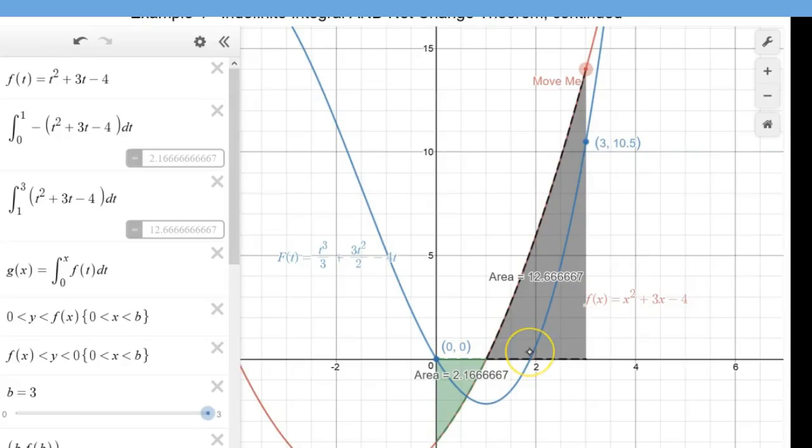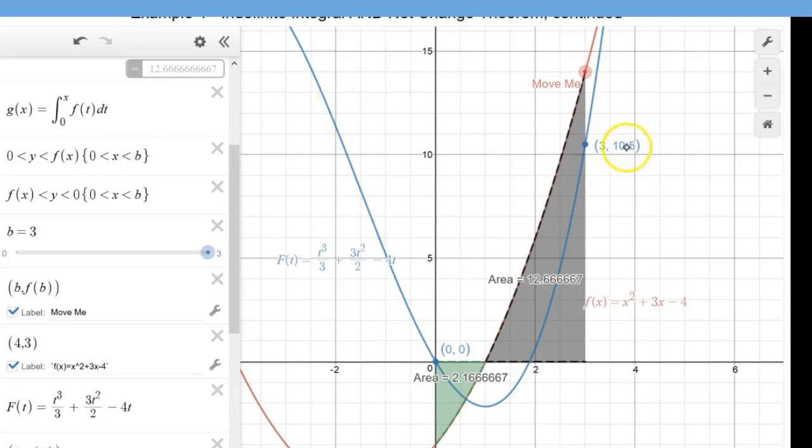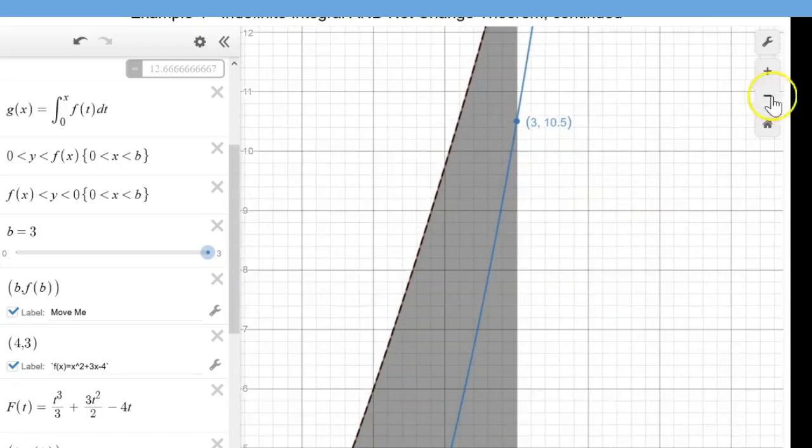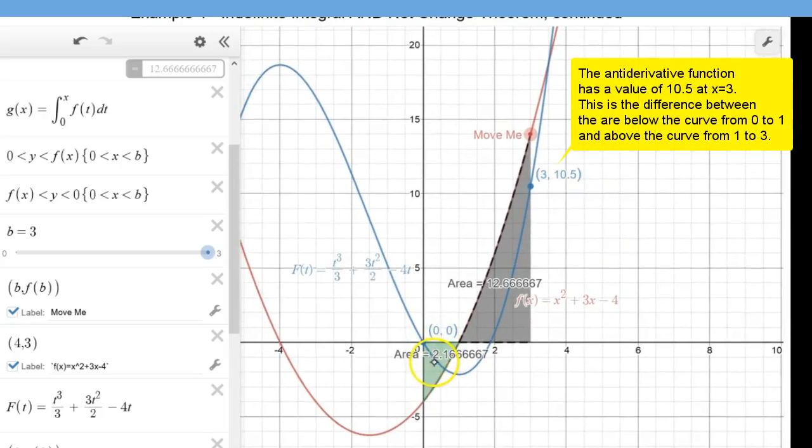over 6 meters. And you can see that the negative area, which we made positive when we took the absolute value, is 2.16 repeating. The positive area is 12.66 repeating. And notice that when t is 3, the value of this antiderivative is 10.5. That is the difference between the area below the x-axis and above the x-axis.